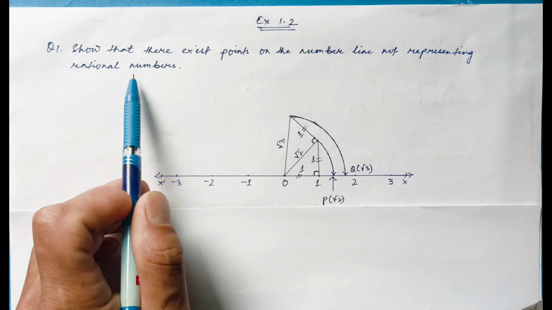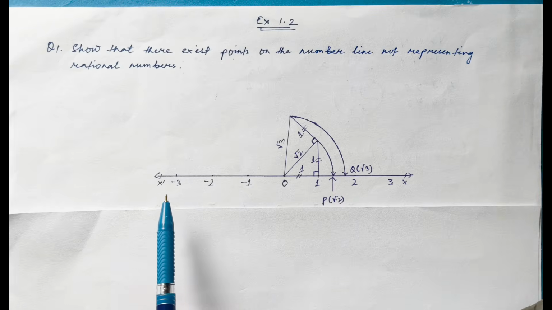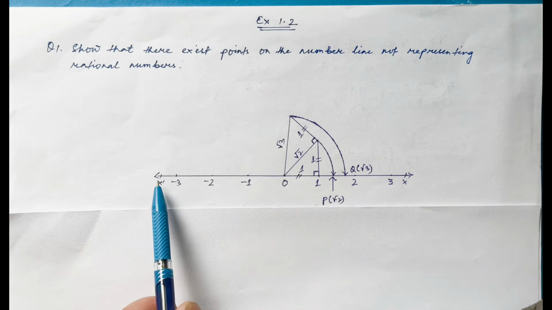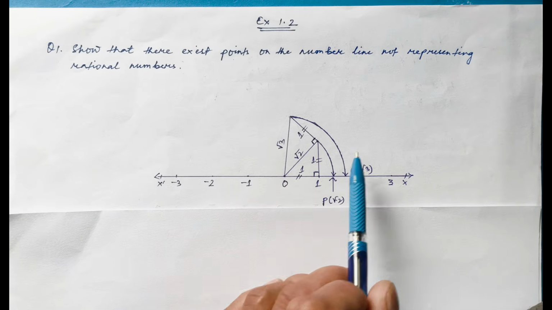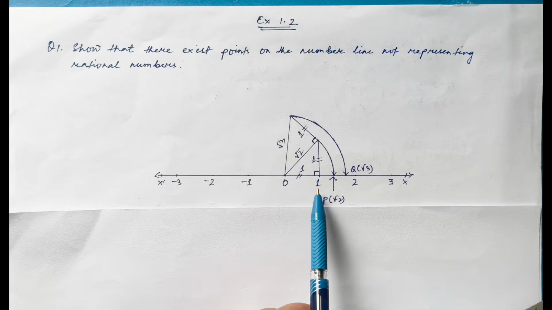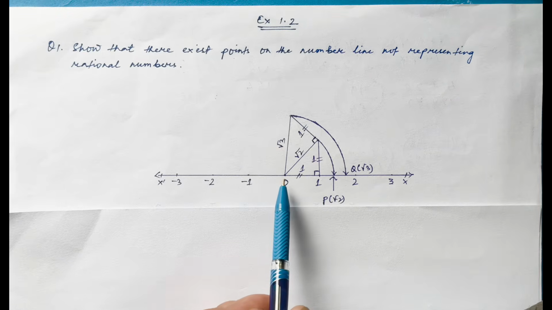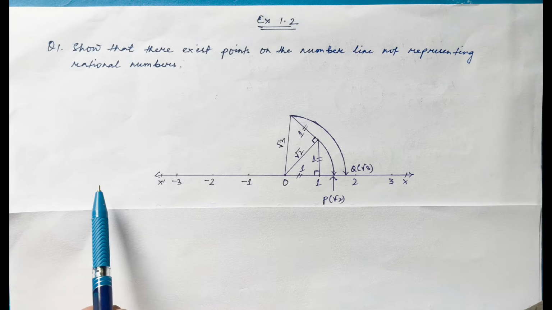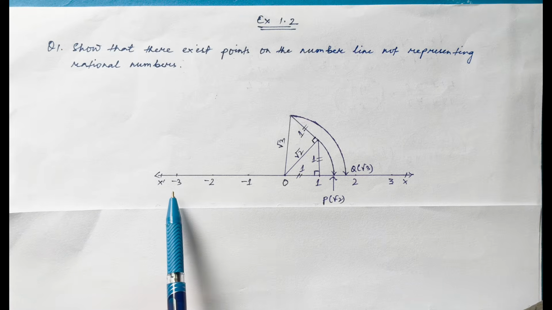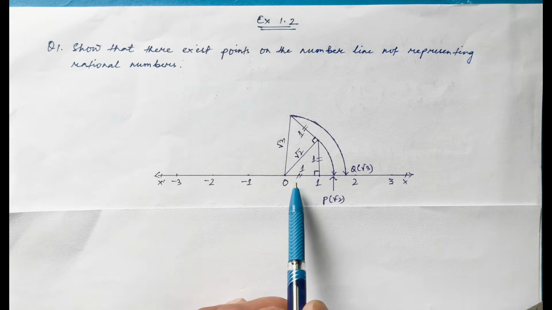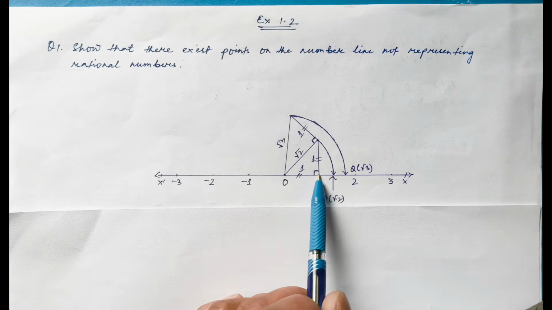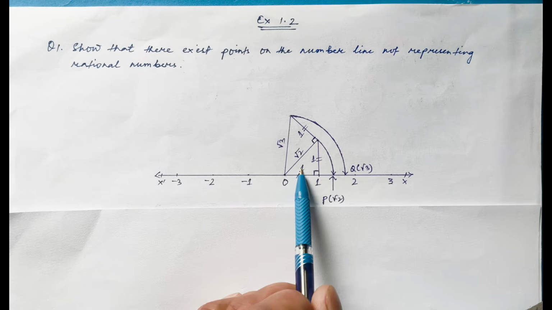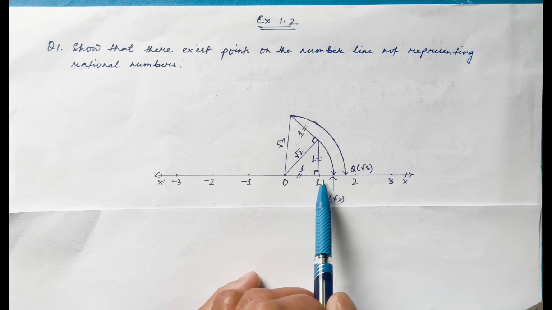In order to show this, first you draw X'OX. Starting from 0, on the right side we take positive integers 1, 2, 3. And on the left side of 0 we take negative integers minus 1, minus 2, minus 3. And here, first let's construct root 2. From 0 to 1 we take 1 unit, and here one perpendicular line, that is also 1 unit.